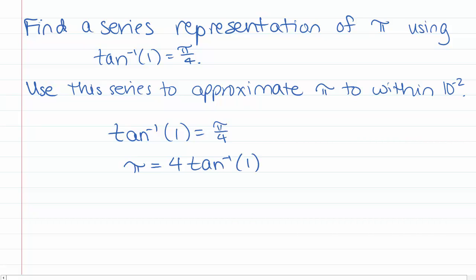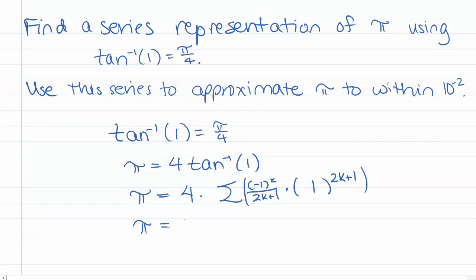But we have a power series for arctan, right? So this would mean pi would be equal to 4 times the power series for arctan. Now remember what that is? That is negative 1 to the k over 2k plus 1 times x to the 2k plus 1. But in this case, we want to plug in 1 for x. And that's going to be nice enough to go away for us. So this would mean that pi is equal to 4 times the sum. Oh, we should put in the bounds here. So k goes from 0 to infinity.